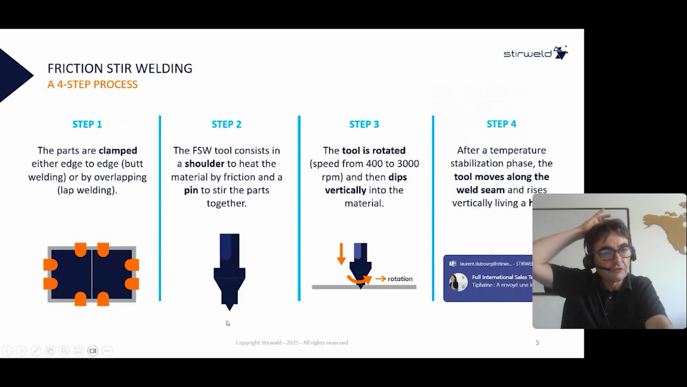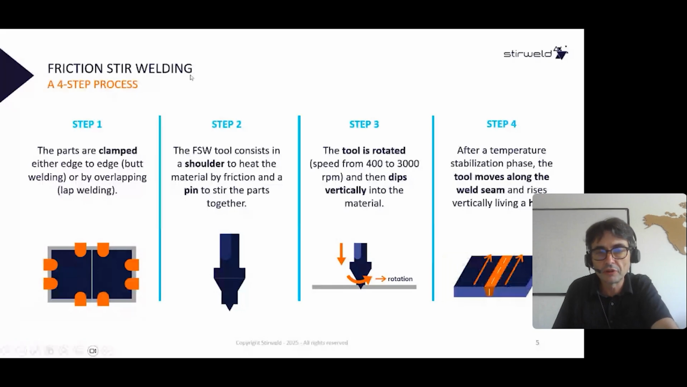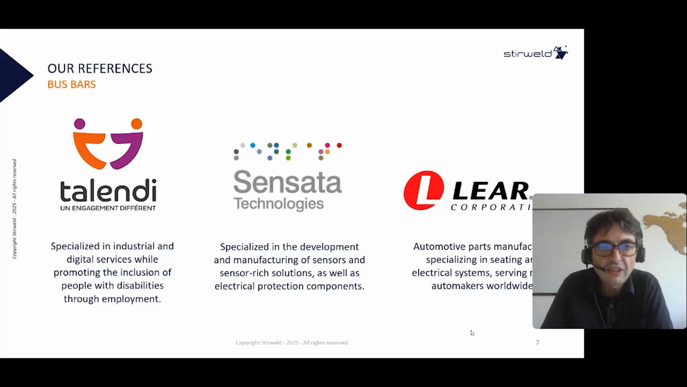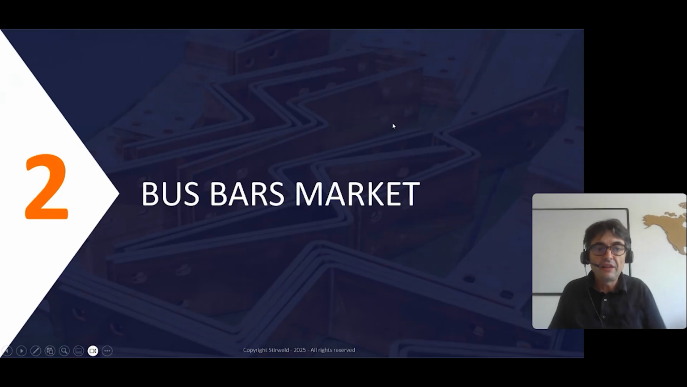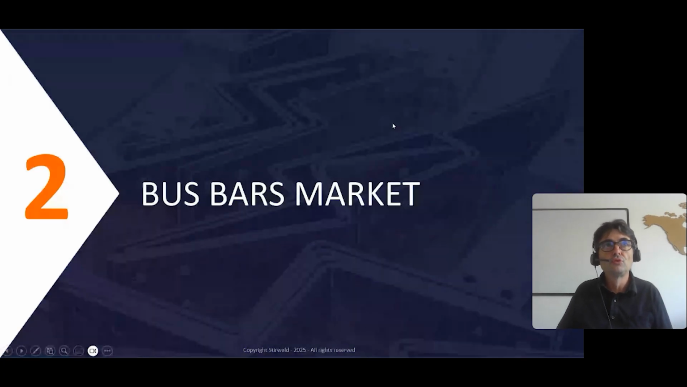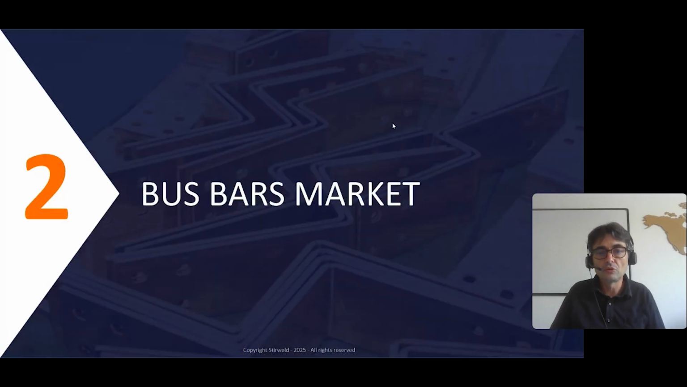Okay, the friction stir welding process can be composed of 4 steps. Step 1, clamping; step 2, the tool; step 3, the rotation of the tool; and step 4, the welding speed. Today, we have 3 customers using our friction stir welding head for CNC every day to produce bus bar.